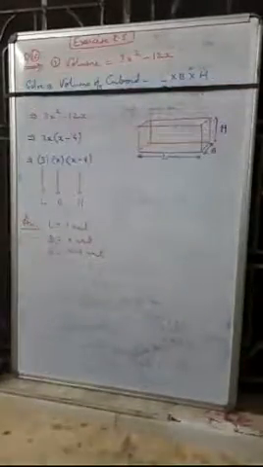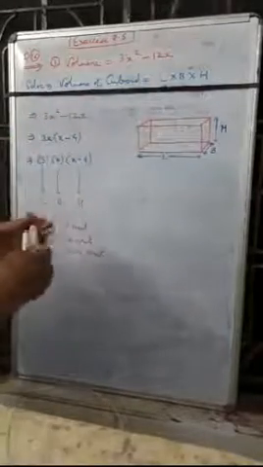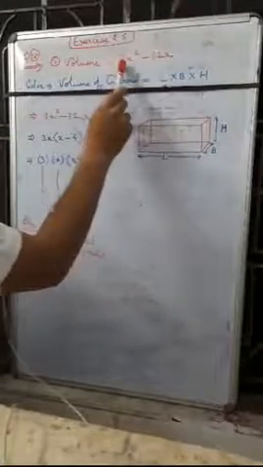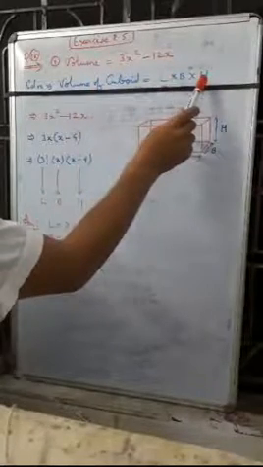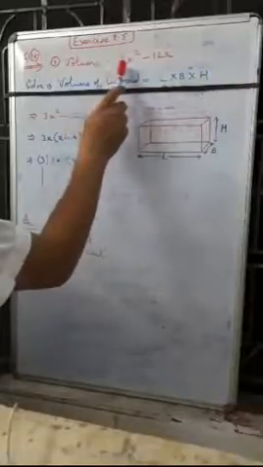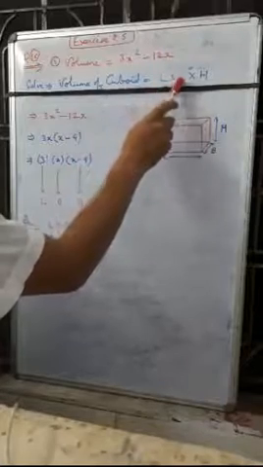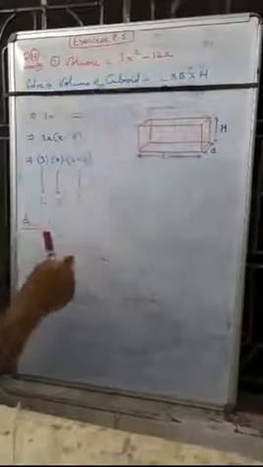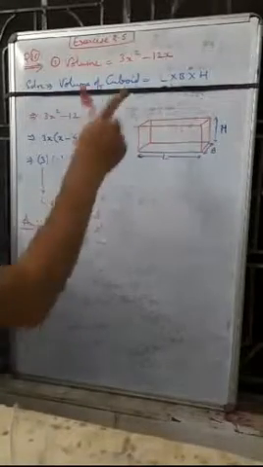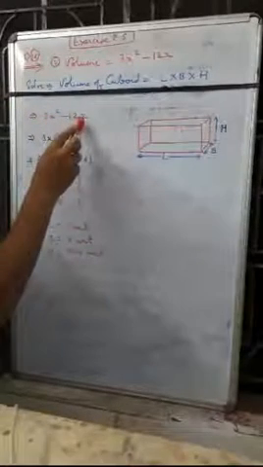Now we are having question number 16(1). Volume of cuboid is given 3x square minus 12x. Now we know that the volume of cuboid is equal to length into breadth into height. That means we have to convert this equation 3x square minus 12x into the form of length into breadth into height. That means we have to factorize this equation into three factors here.